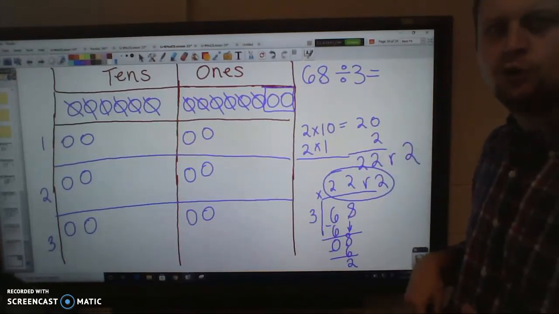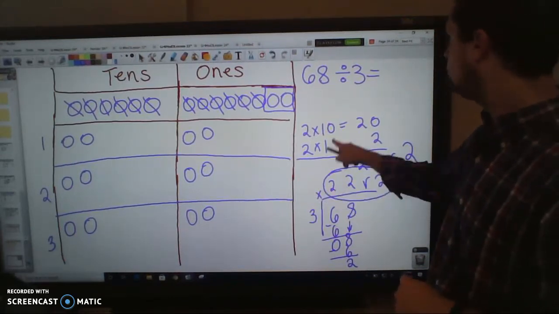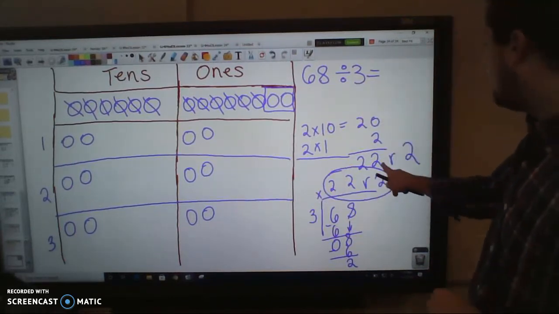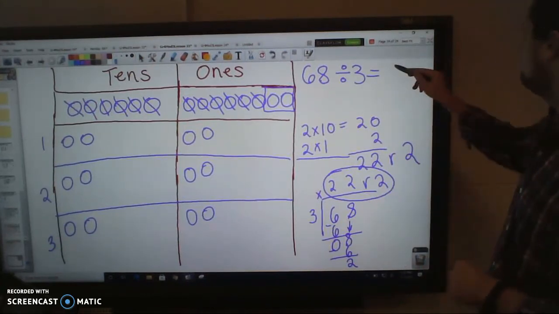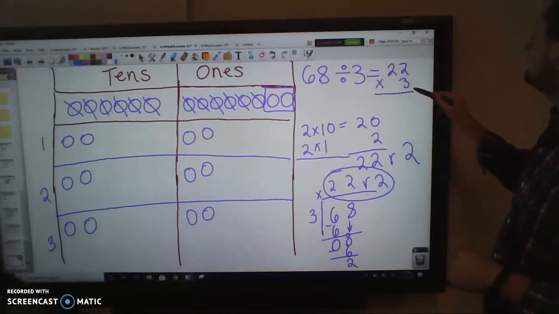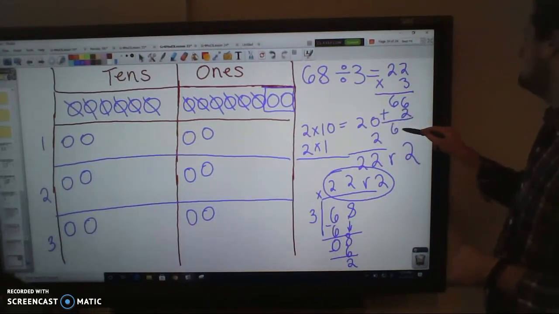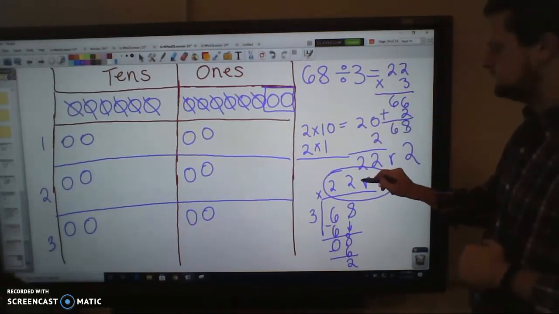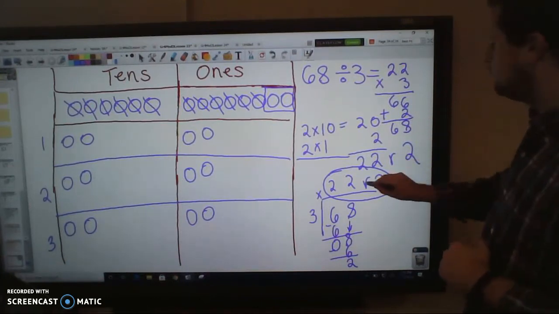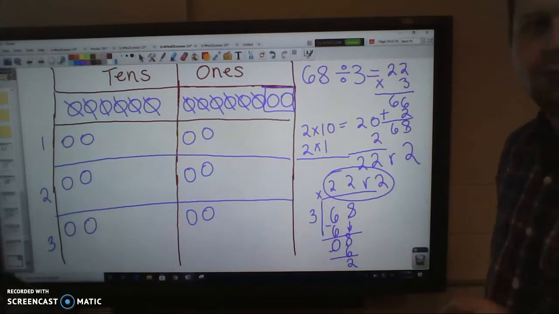Let's check it real quick. So we use our answer, 22, and we multiply it by 3, and then we're going to add our remainder. So 22 times 3, 6. 6 plus 2, 68. So this is our answer. This is checking our answer. This is our actual answer. So our answer here, our quotient, was 22 remainder 2.